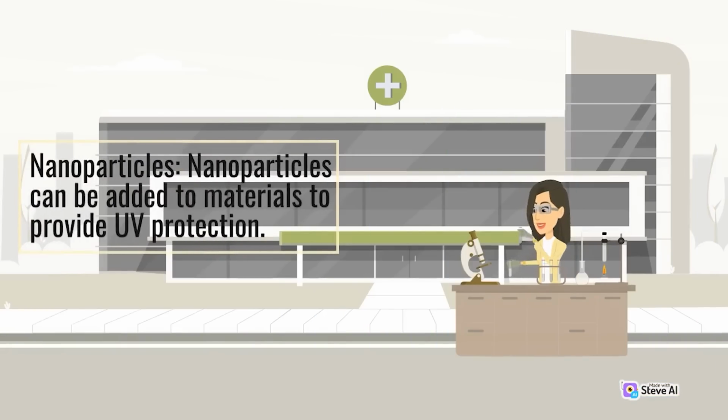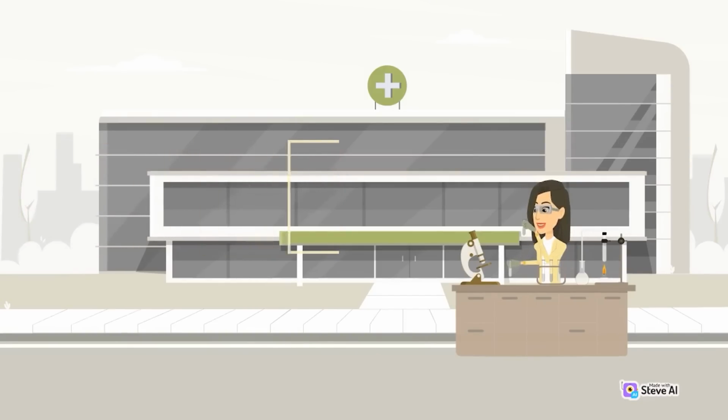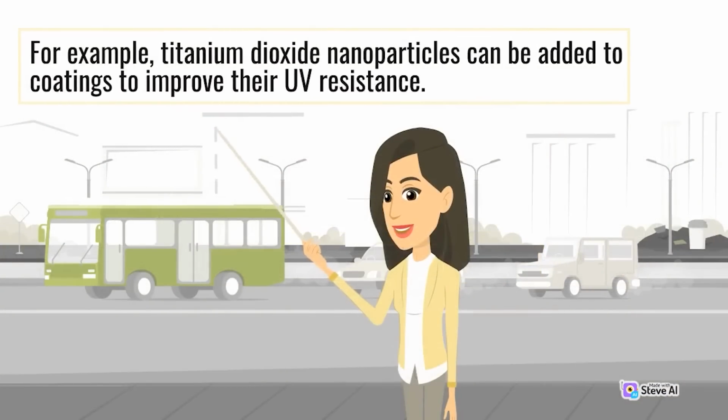Nanoparticles. Nanoparticles can be added to materials to provide UV protection. For example, titanium dioxide nanoparticles can be added to coatings to improve their UV resistance.